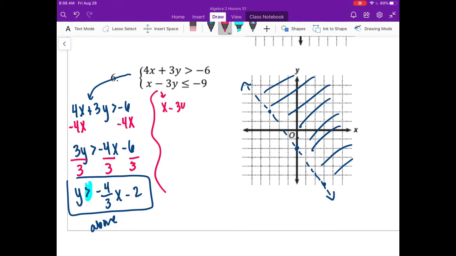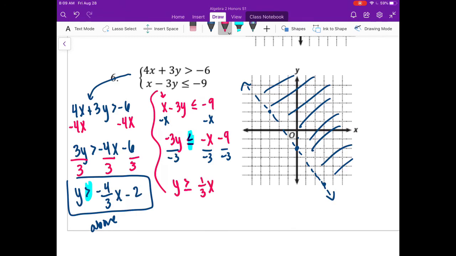Now let's look at our second inequality. So we're going to start the same way. We're going to subtract the x. Now we're going to divide by a -3. Thinking back to Algebra 1, when you guys divided by a negative number for inequalities, you need to remember to flip your sign. So I now have y is greater than or equal to 1/3 x plus 3.